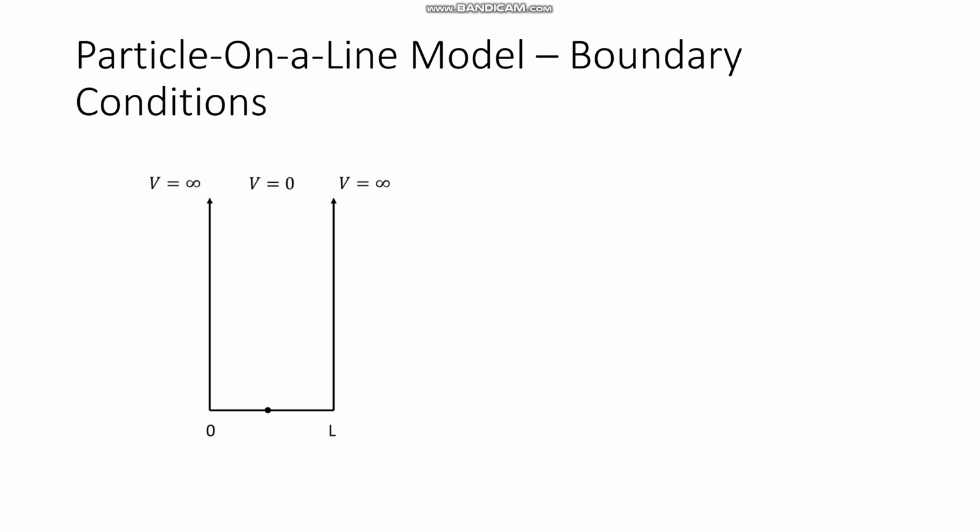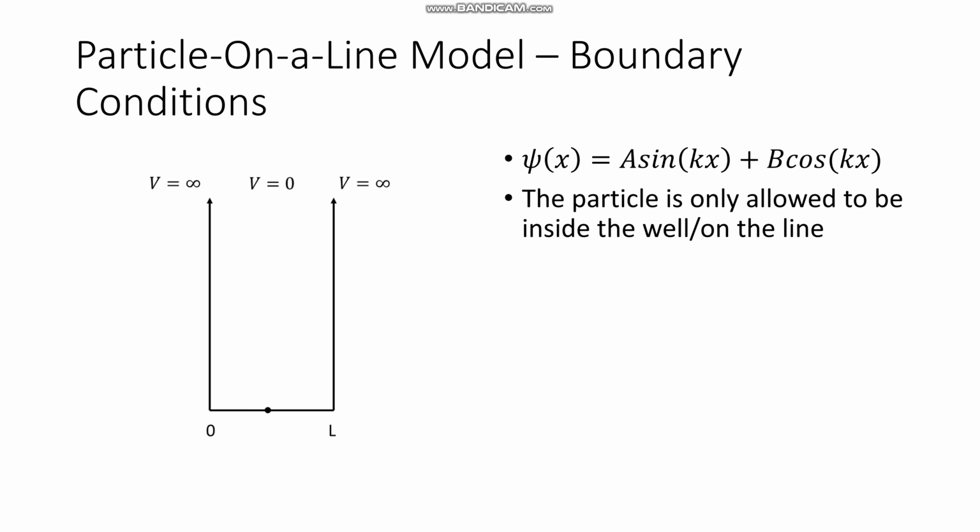Now we need to think about the boundary conditions. We know that the particle is confined to the well. So the wave function will only be defined inside of that well from an x value of 0 to an x value of L. And it must go to 0 at 0 and must go to 0 at L. Knowing those two conditions, we can then solve our wave function.